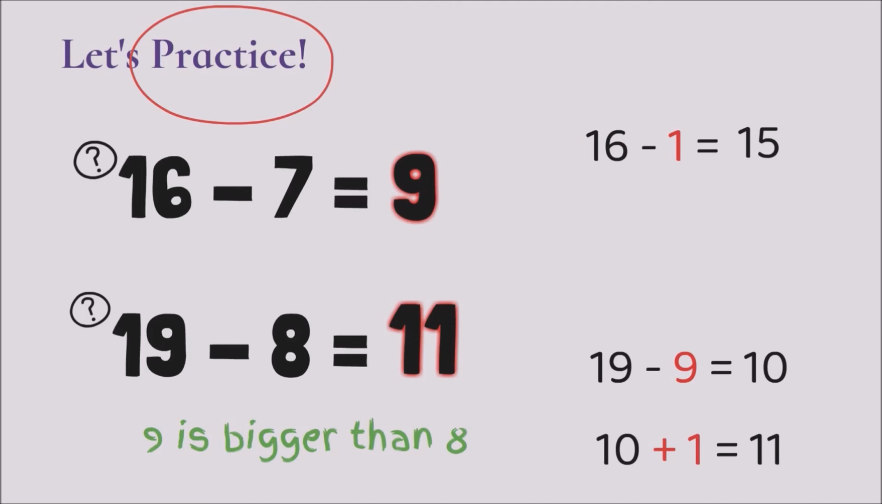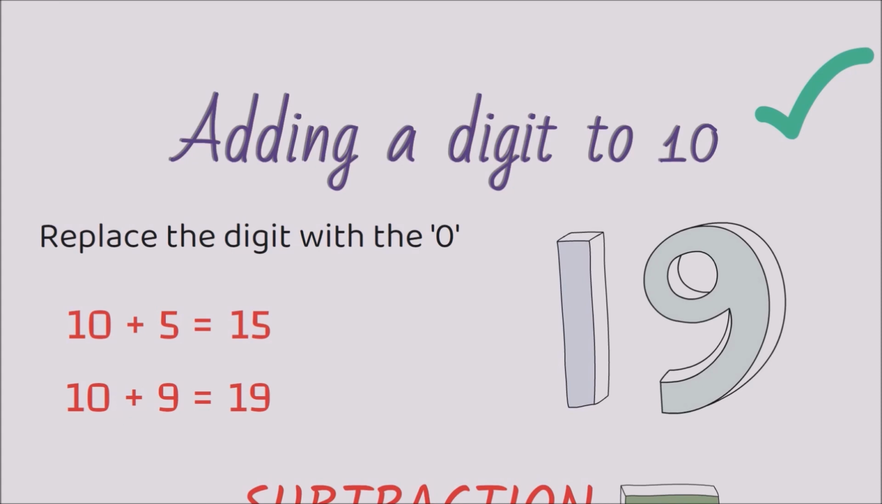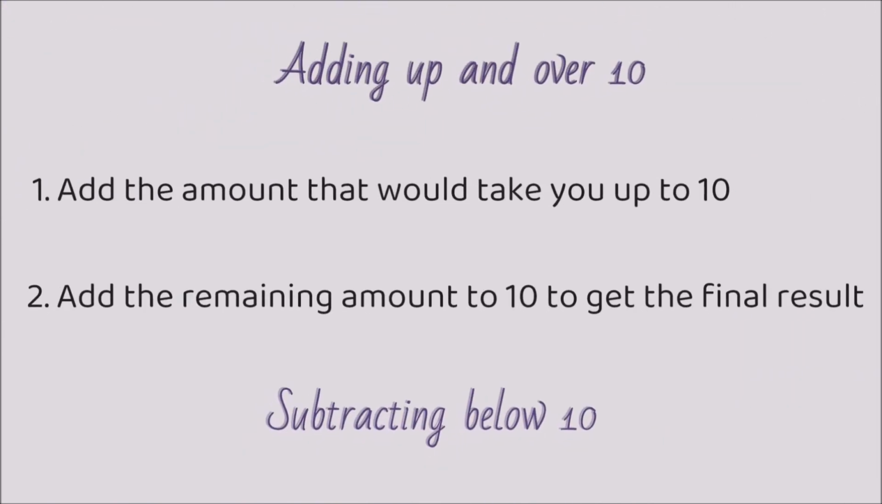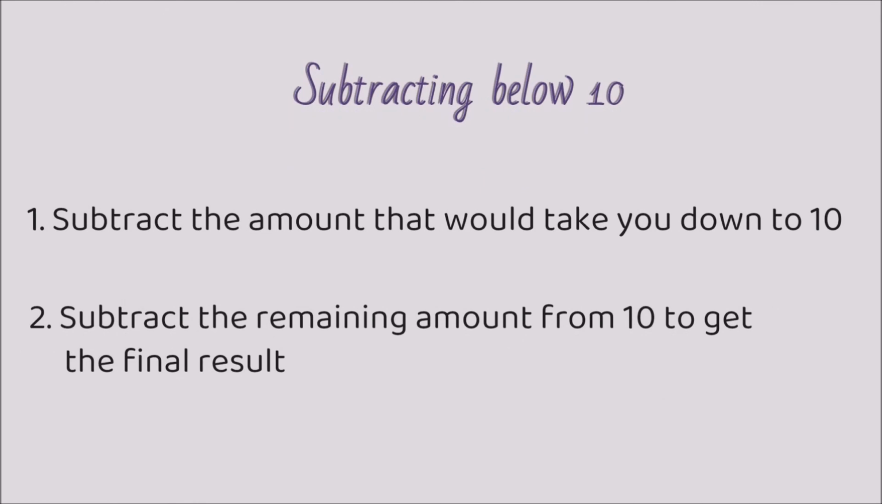Okay, so let's do a recap of today's video. Adding a single number to 10 can be done by replacing the 0 with the number to get the final result. In order to add numbers up and over 10, we start by adding the amount that would take us up to 10 and then adding what's left to 10 to get the final result. When we are subtracting numbers down to and under 10, we start by subtracting the amount that would take us down to 10 and then subtracting what is left from 10 to get the final result.